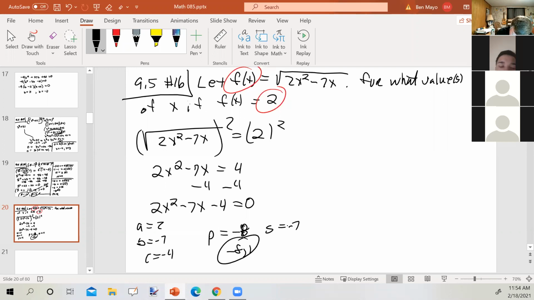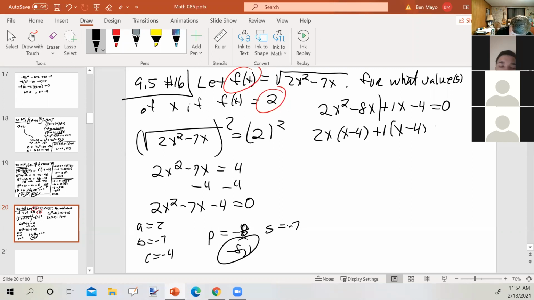So then we get 2x squared minus 8x plus 1x minus 4 equals 0. Split it up: 2x times x minus 4, plus x minus 4, equals 0. So x minus 4 times 2x plus 1 equals 0. Maybe you're going, boy, I've forgotten how to do all this. That was back in the first chapter we studied.